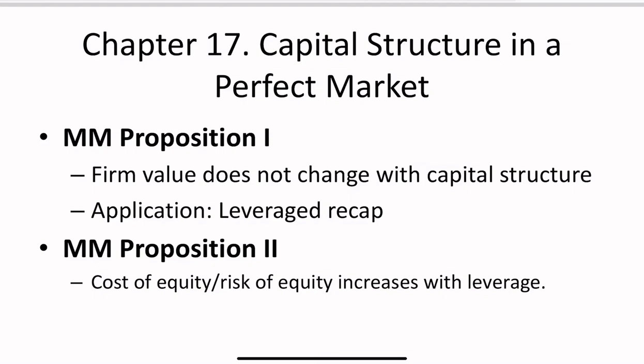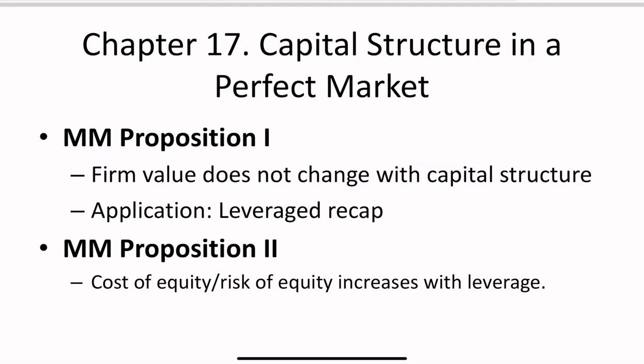So it's obviously a fictional case because in a perfect market, you don't have taxes and you don't have any transactional costs. However, this really gives us this perspective on what would happen if we have this perfect world. So our main finding is MM theorem. And MM theorem has two parts. That is MM proposition 1 and MM proposition 2.